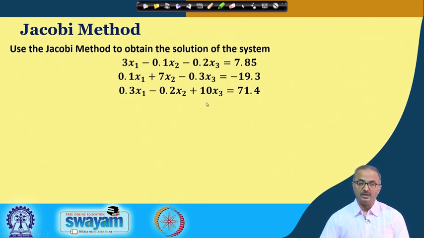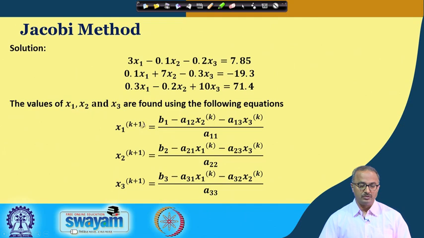Here we have the set of equations. These equations are the same as the ones we have just solved using the Gauss-Jordan method. Here what we do is write x1 k plus 1 in terms of x2 and x3, then x2 k plus 1 in terms of x1 and x3, and x3 in terms of x1 and x2. So, x1 is obtained from the first equation, x2 from the second equation, and x3 from the third equation. Okay.